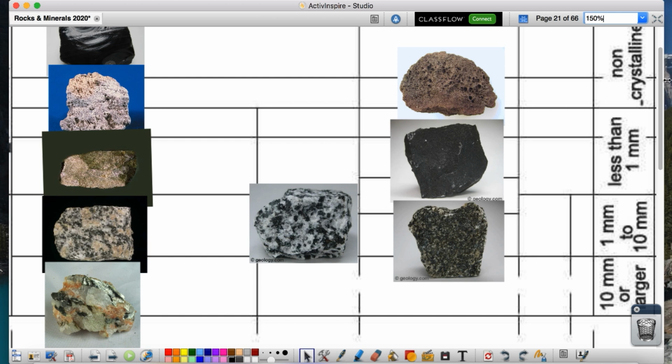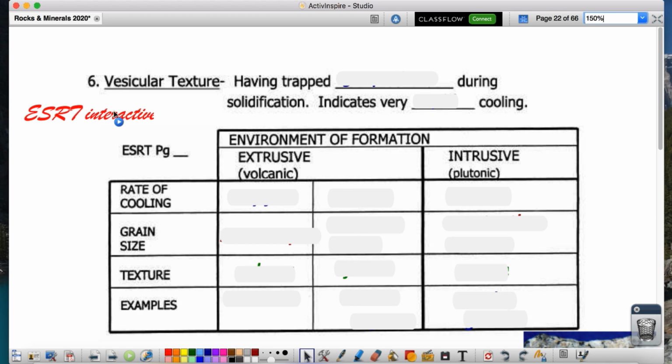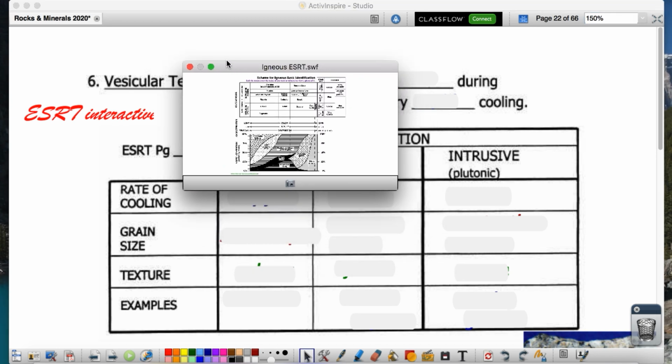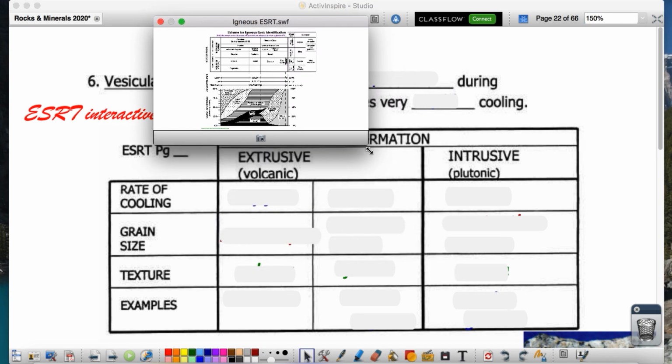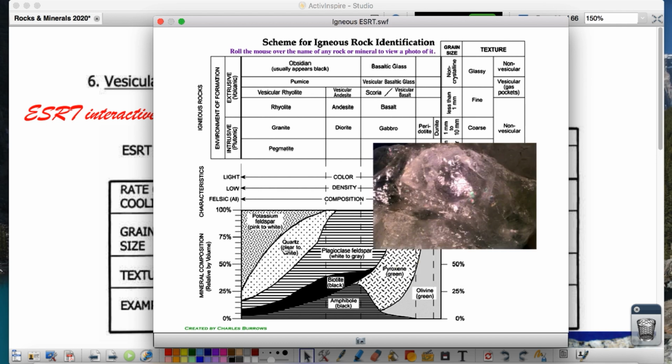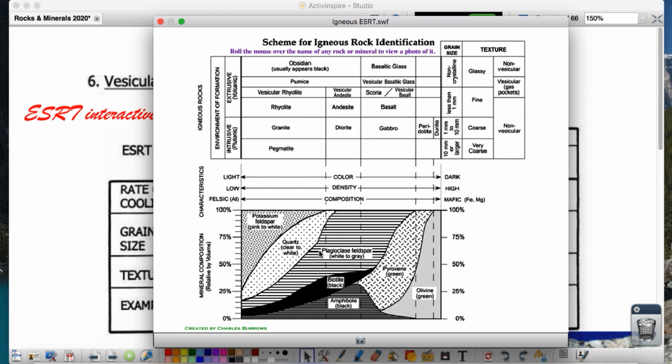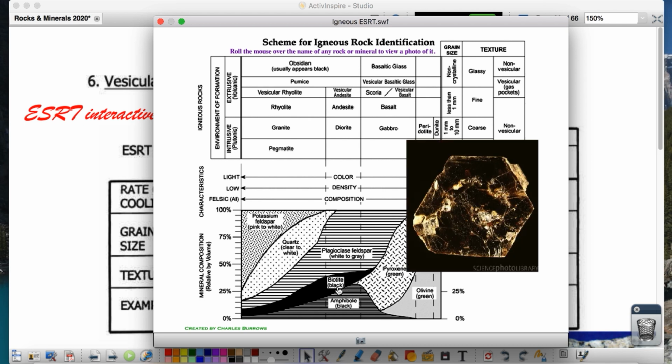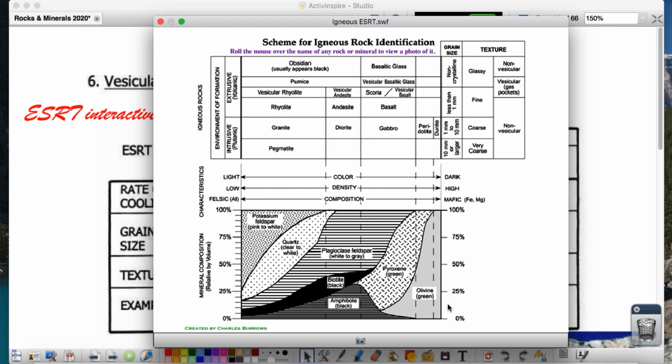Okay, now let's go a little further, and we're going to take another look at an interactive ESRT right here. Very similar to the ones that I showed you, except different pictures. Here's the whole chart. Here are the minerals that go into making these rocks. There's your potassium feldspar. Here's your quartz. There's your white plagioclase feldspar, your black biotite, your black amphibole, your green olivine, your darker green pyroxene.